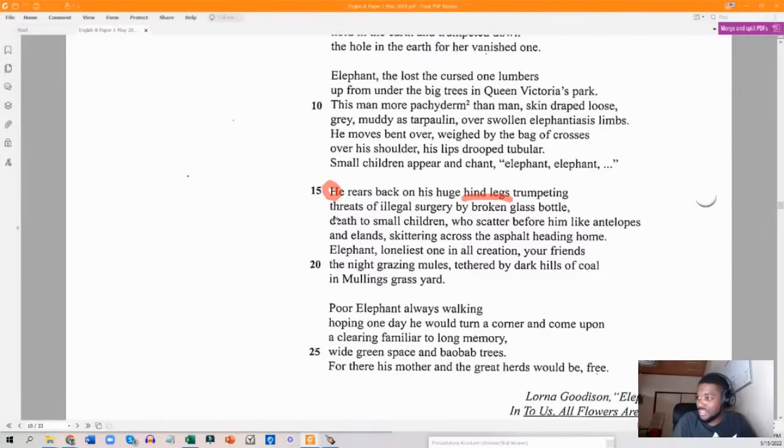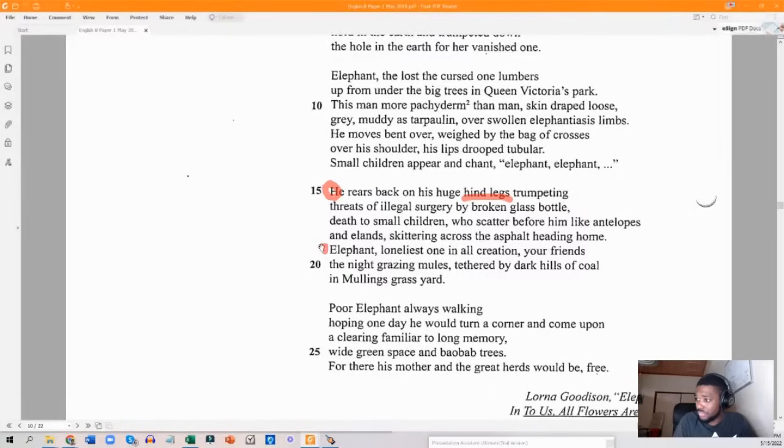And he's trumpeting threats of illegal surgery by broken glass bottle. So he's threatening to, I guess, stab or slice or hurt these kids with the maybe broken glass bottles scattered around the park. Yeah, scattered, and the children scatter before him. So the children, they're teasing him. He's getting upset and he's cursing at them, and they scatter. They run away. They're just kids being kids, very mean kids actually.